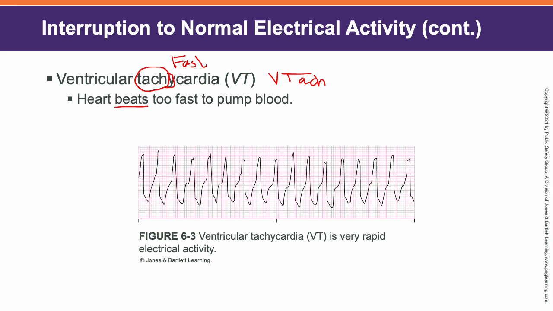Whereas, for example, the prefix brady means slow. So ventricular bradycardia is where the electrical impulses are too slow to effectively pump blood. Now, we're not going to talk about bradycardia too much. There's not a slide on it, but those are the two rhythms you should know.